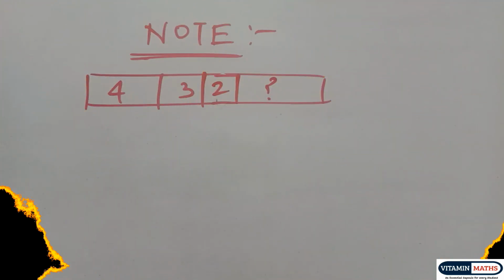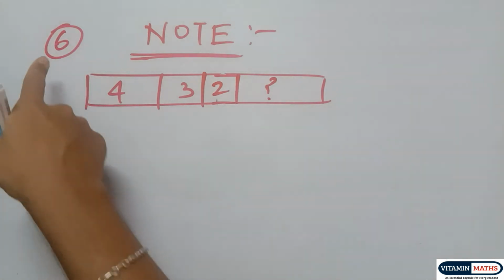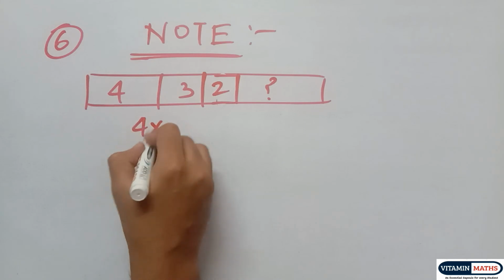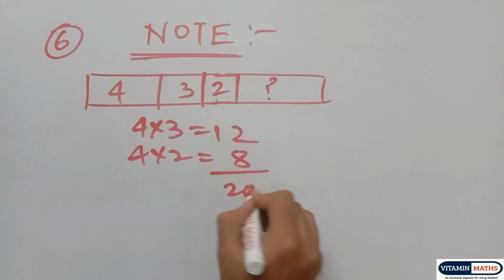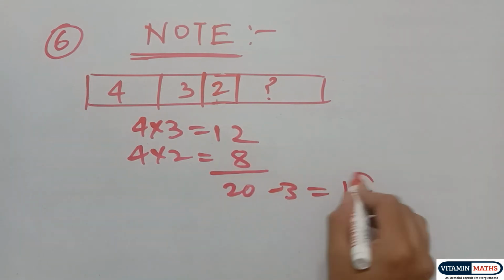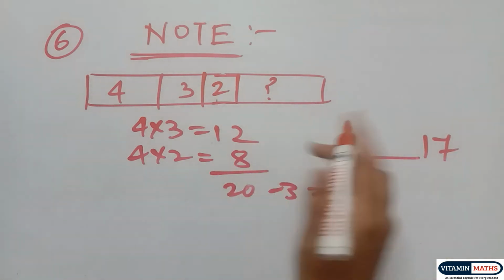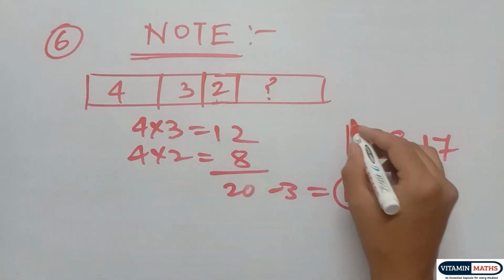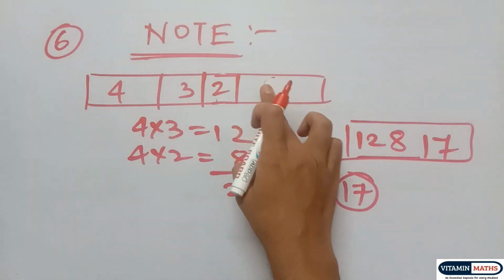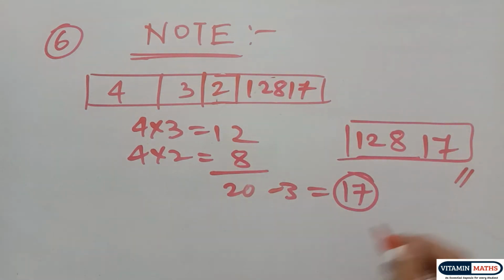One important note: I made a small mistake in writing the final answer in the sixth question. We got 4 threes are 12 and 4 twos are 8. 12 plus 8 is 20, 20 minus 3 is 17. So this 17 is the last number of the answer. Initially you should write these two numbers here, 1 2 8. So the final answer will be 12817. Please note this. Sorry for the inconvenience.